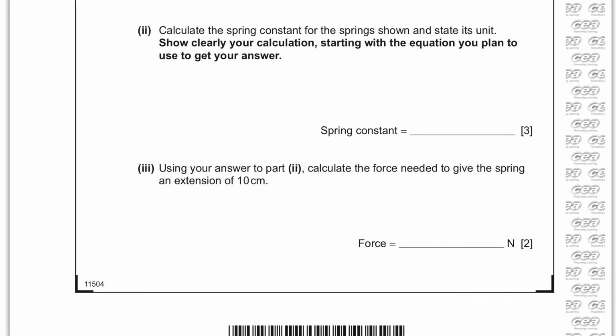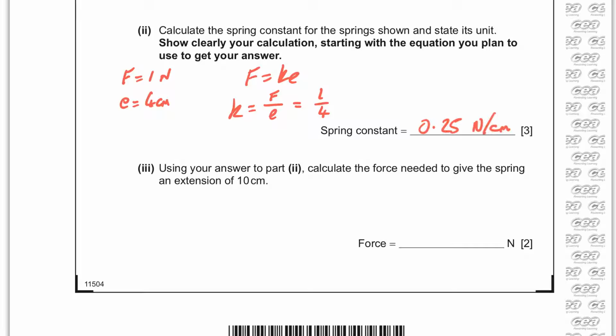Calculate the spring constant for the spring shown and state its unit. Again, we already have values for this. We've got a force of 1 causing an extension of 4. And so F equals Ke. K would just equal F over E, which is 1 over 4, which is 0.25. And we're dividing newtons by centimetres, so it's going to be in newtons per centimetre. Remember, units come from what you were doing, and what we were doing was dividing 1 newton by 4 centimetres. So this is newtons divided by centimetres.